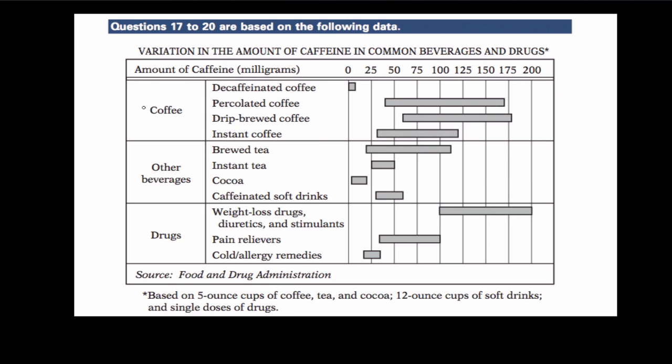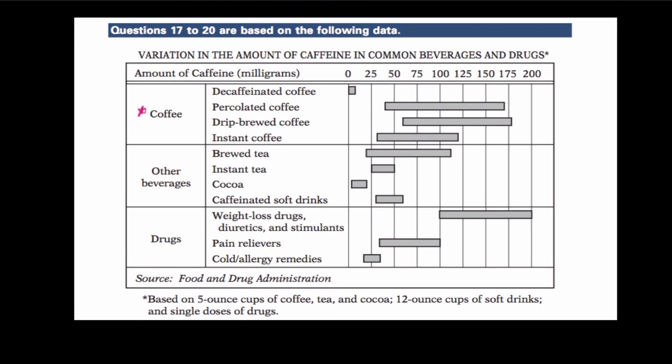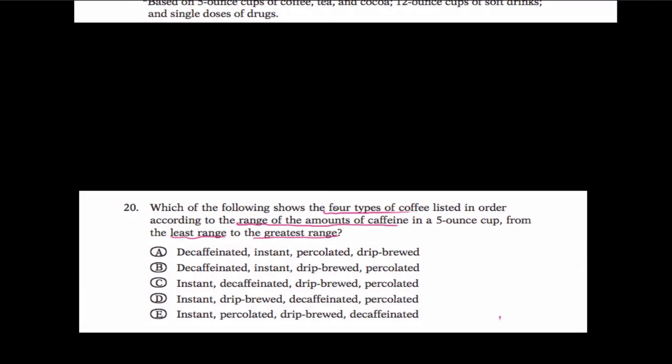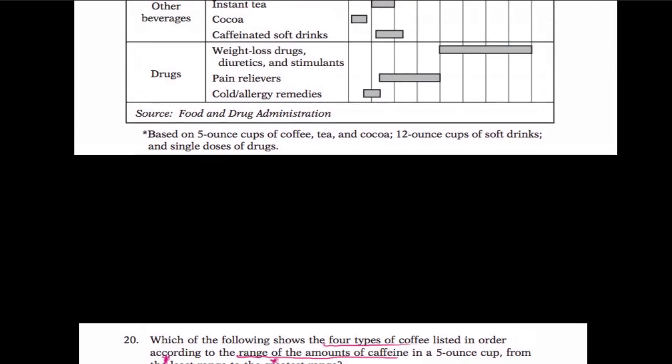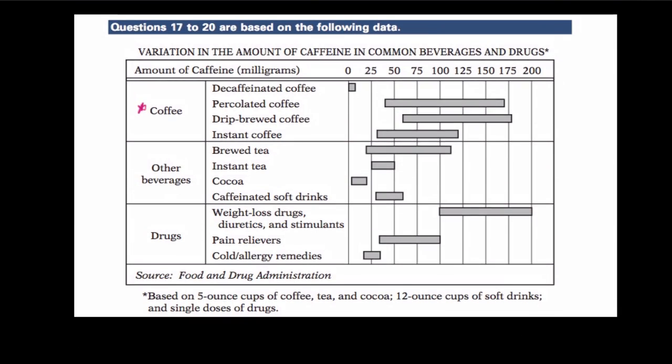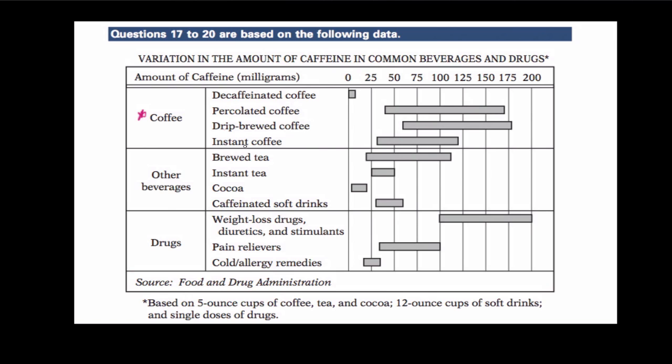So we have the decaffeinated, percolated, drip brewed, and instant. What the question demands is that we arrange them in order of their range, from the one that has the least range to the one that has the greatest range. So the very first thing we want to do is determine the range of each of the coffees.